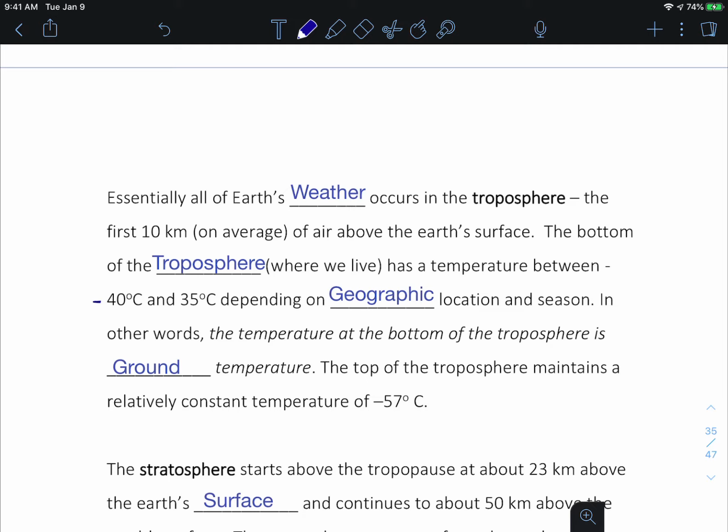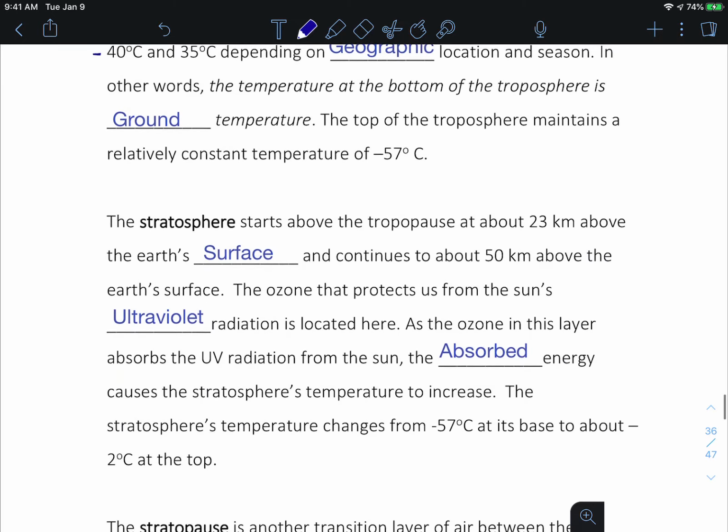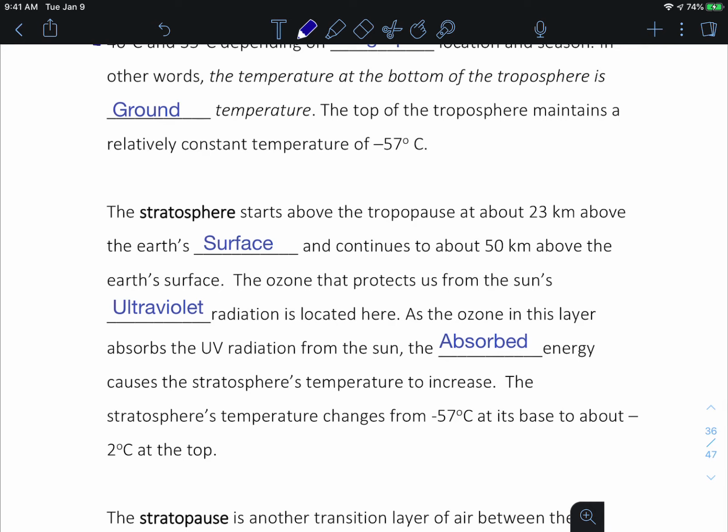In other words, the temperature at the bottom of the troposphere is essentially our ground temperature, the temperature we experience every day. The top of the troposphere maintains a relatively constant temperature of minus 57 degrees, and that's of course where you're going to reach the tropopause. And that tropopause is where the temperature is going to be constant. So let's put a little note here at the tropopause.